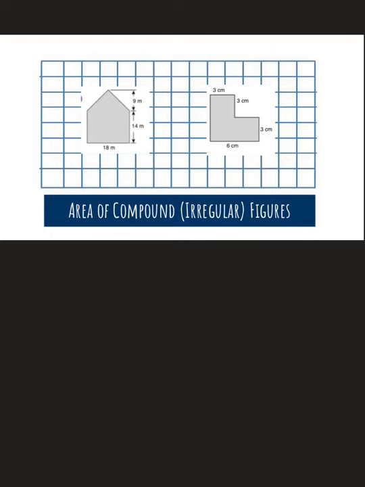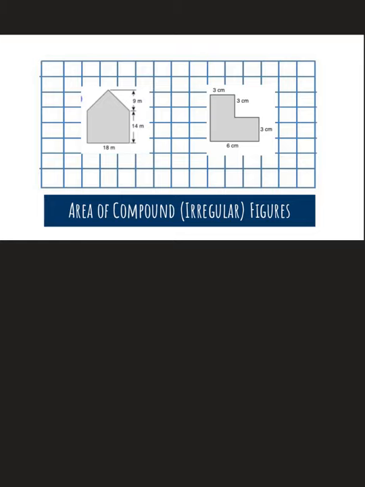Okay, so today we are going to find the area of compound figures, sometimes called irregular figures. Now, when we do that, you'll notice that these shapes, the ones that you see above there, are made up of different shapes kind of put together. That's why we call them compound. And they're irregular because not all of the side lengths are the same.